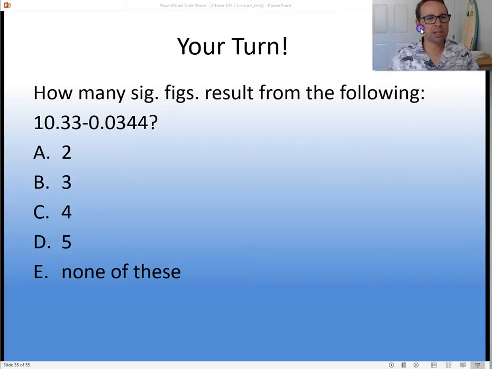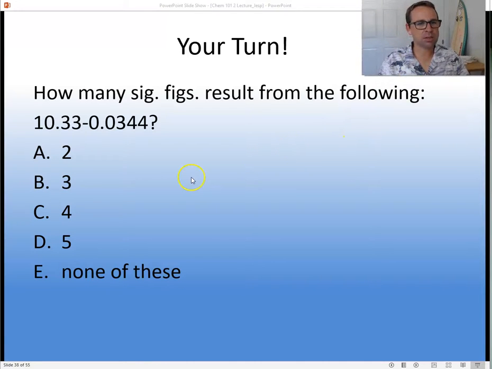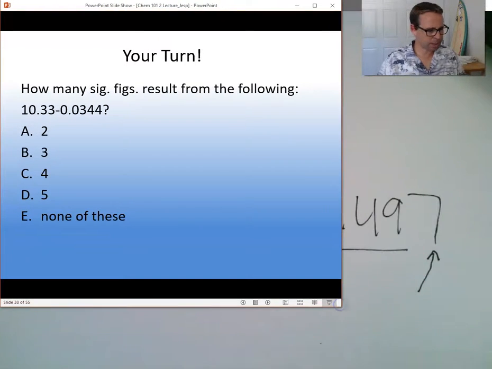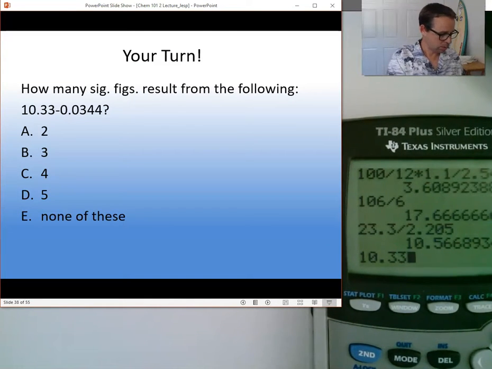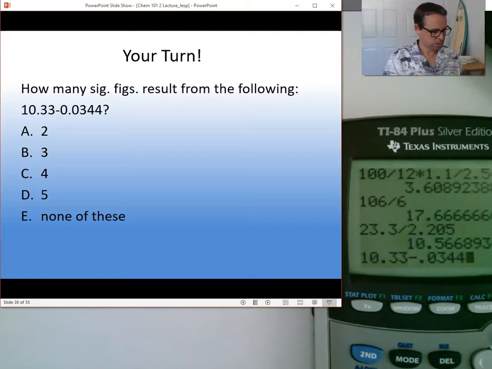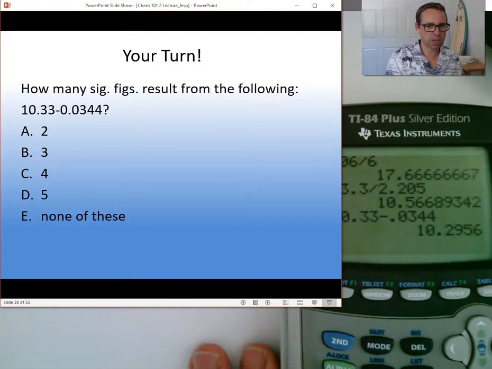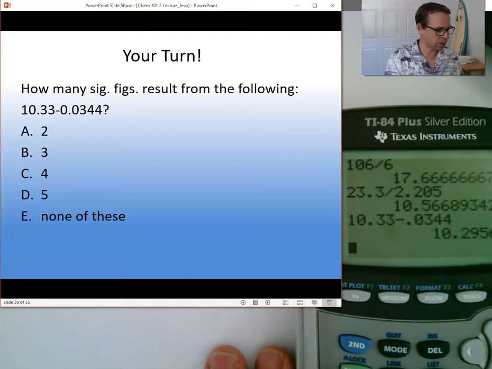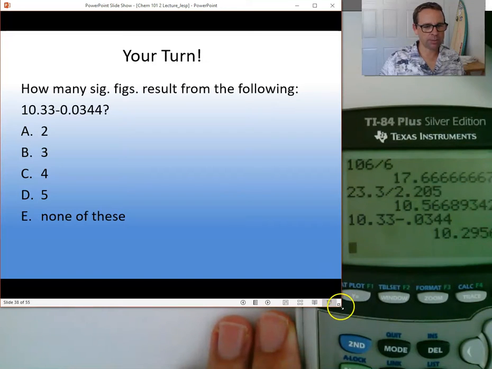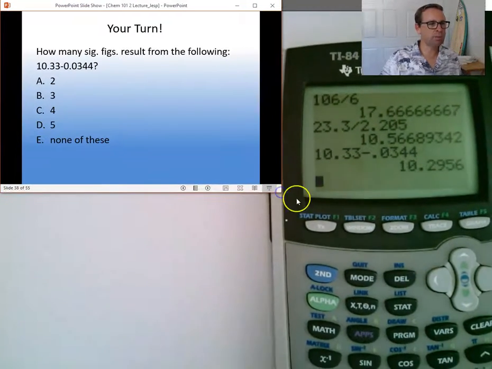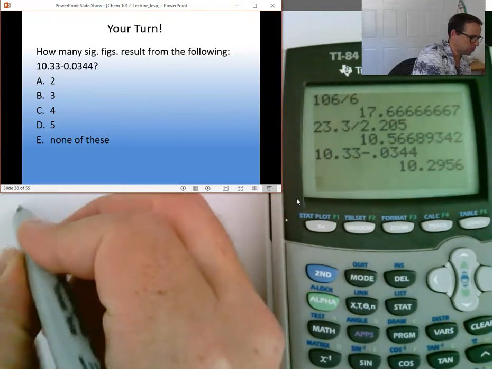So here we go. How many significant figures will result from this problem? 10.33 minus 0.0344. All right. So if I bring out my calculator here and I put into the calculator 10.33 minus 0.0344, I get my answer, 10.2956, but I might not be able to visualize just with that information where I need to round my answer to.